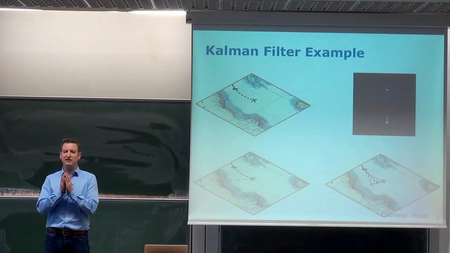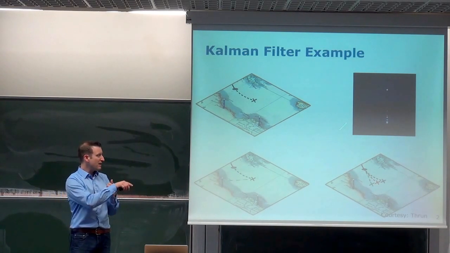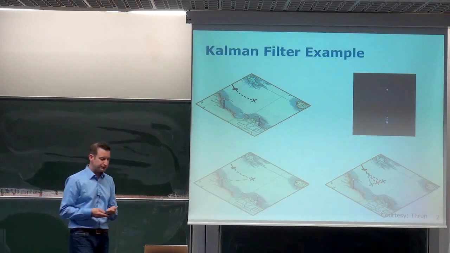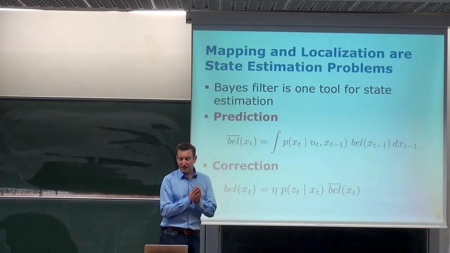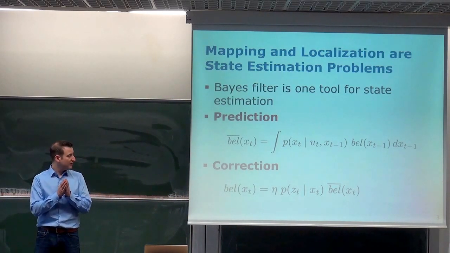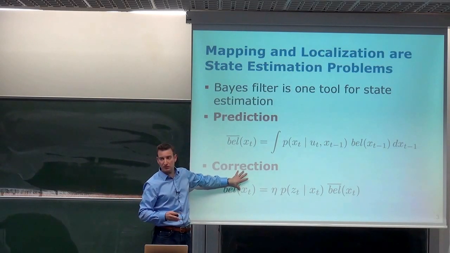Okay, so the basic idea is clear behind the steps. We have the prediction step, we obtain our measurement, then this leads us to the correction step. This is basically where we stopped with the Bayes filter last week. So this was the equation for the prediction and the correction.